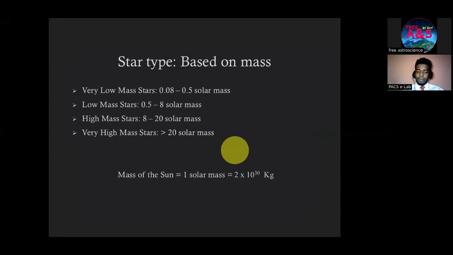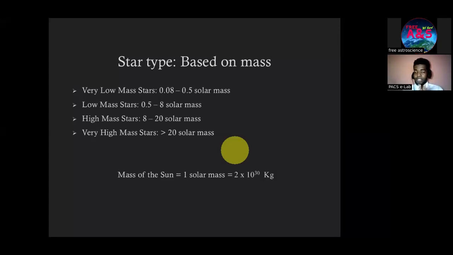Star type based on mass. In star type based on mass, there are about 4 levels. We have the very low mass stars, with a mass range from 0.08 to 0.5 solar masses. We have low mass stars, from 0.5 to 8 solar masses. Then we have high mass stars, from 8 to 20 solar masses, and very high mass stars, anything above 20.